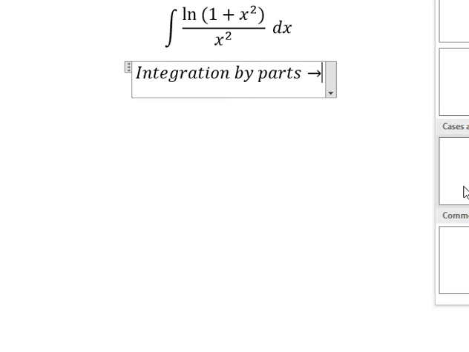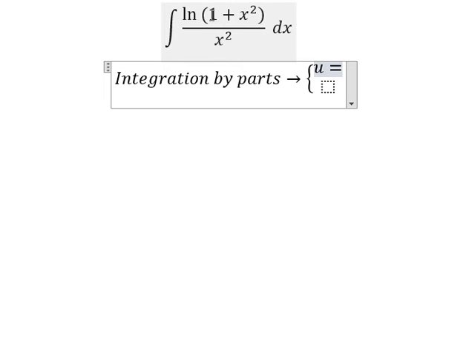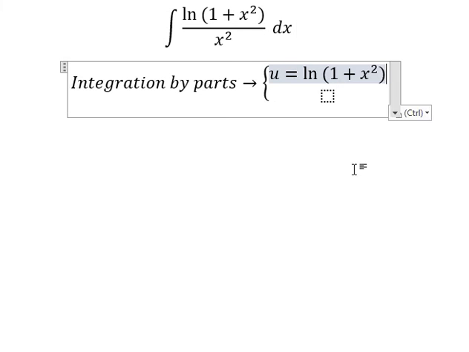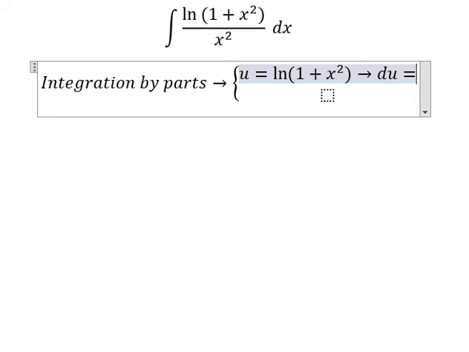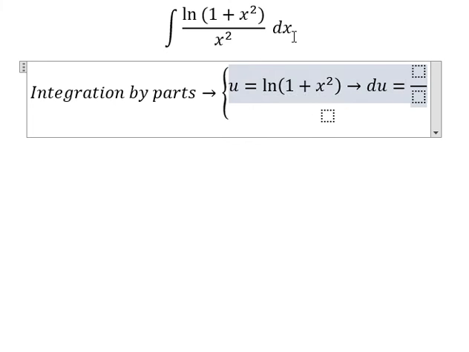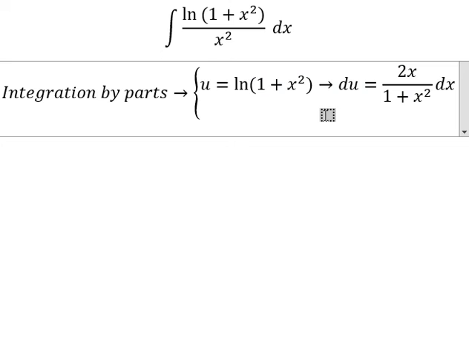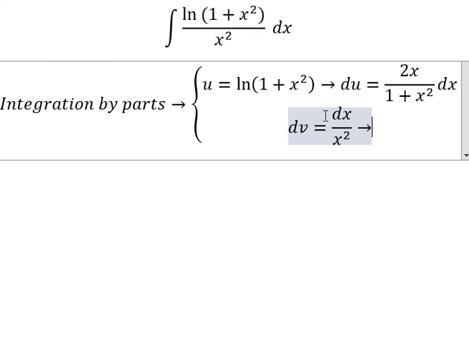So we need to put u equals ln of 1 plus s squared. If we first take the derivative of both sides, we get du equals 2s over 1 plus s squared ds. dv we get ds over s squared. If we integrate both sides, we get v equals negative 1 over s.